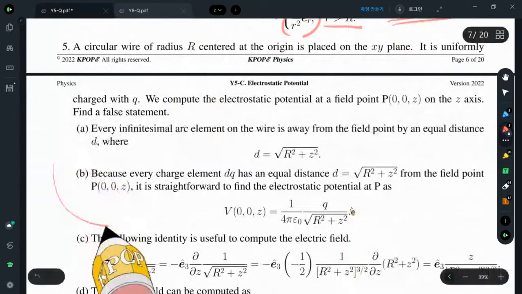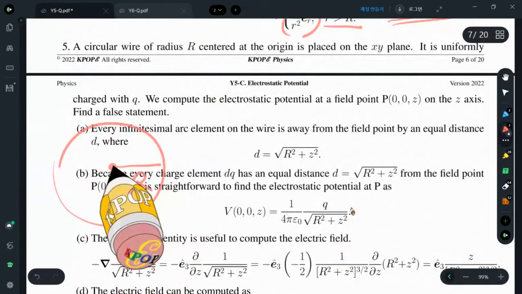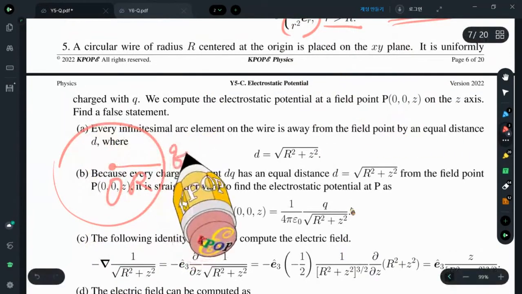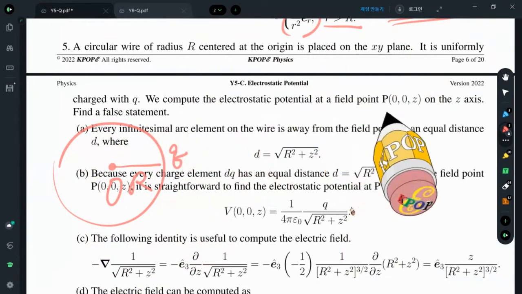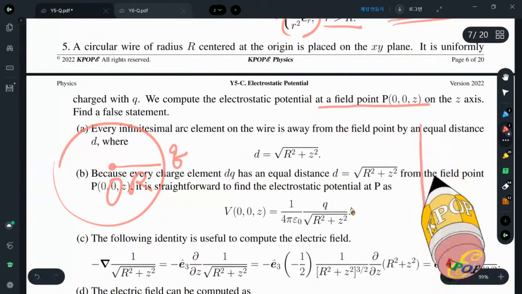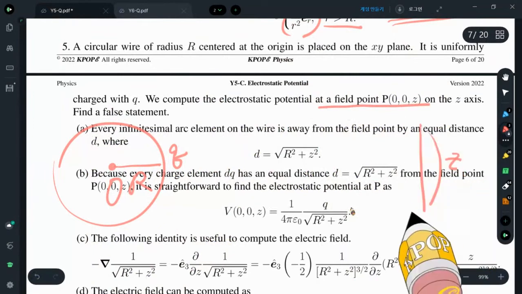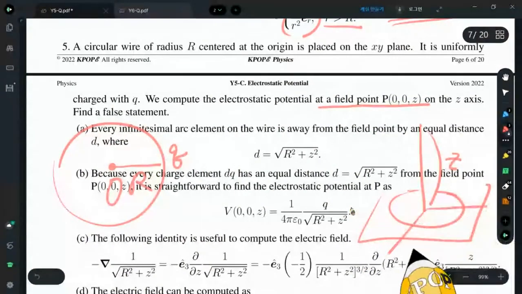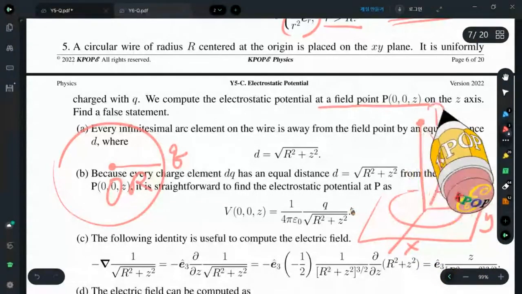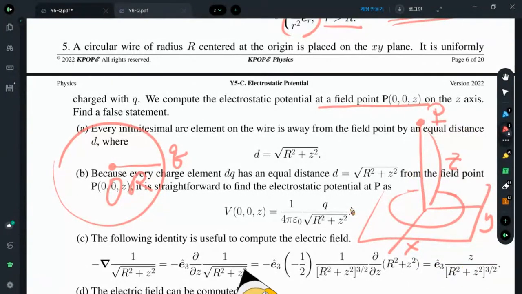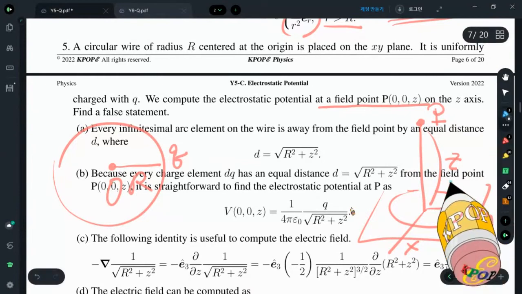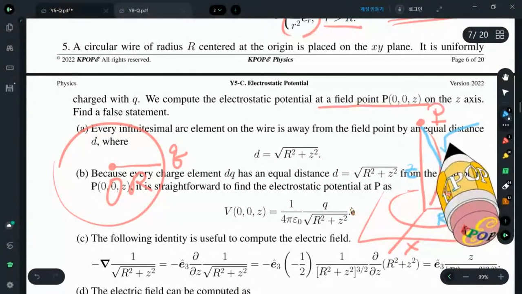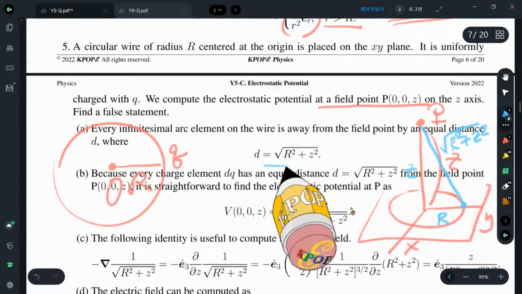We have a circular wire of radius R centered at the origin, placed on the XY plane, uniformly charged with Q. We compute the electrostatic potential at a field point on the Z-axis. There is a circle on the XY plane, and P is placed here. Every point has the same distance: this is R, this is Z, and this distance is the square root of R squared plus Z squared.